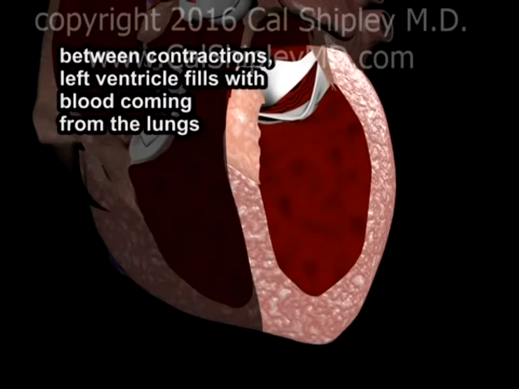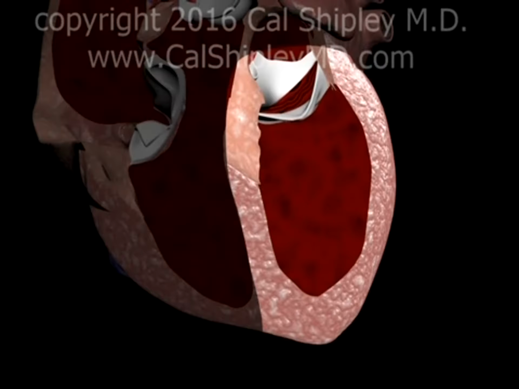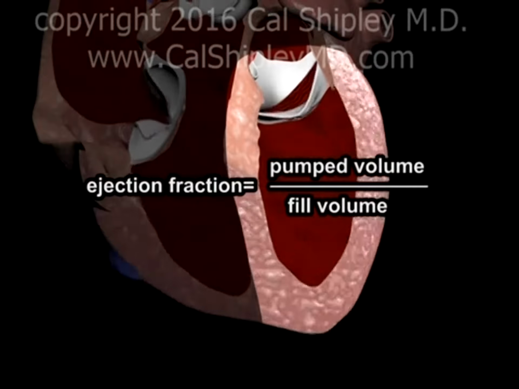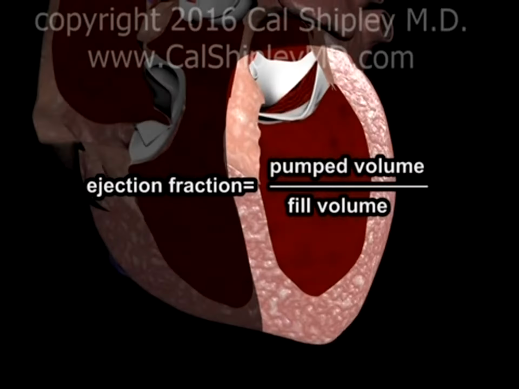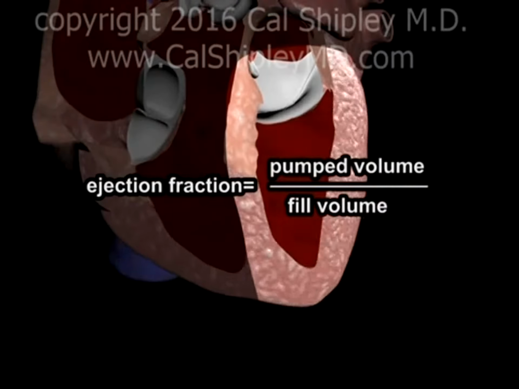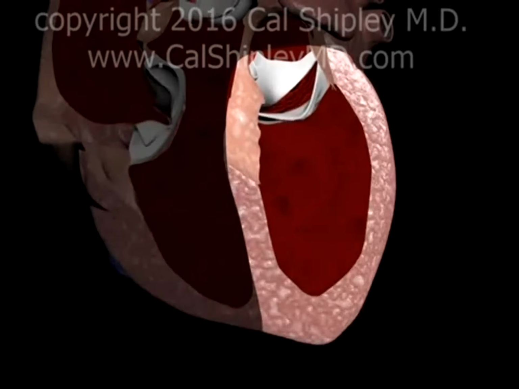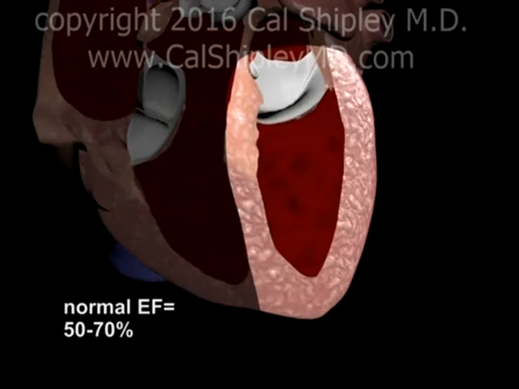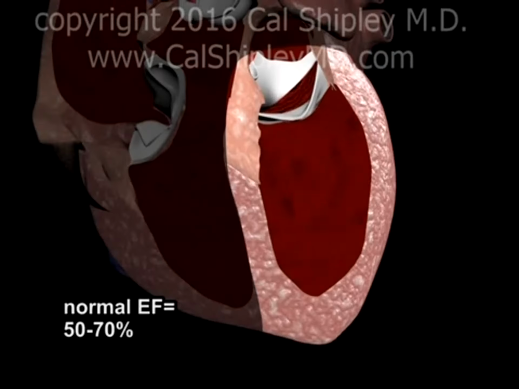At rest between contractions, the left ventricle fills with blood coming from the lungs. With contraction, only a portion of the total blood in the left ventricle is pumped into the aorta. The ratio of the blood volume pumped into the aorta to the volume of blood present in the left ventricle after filling is the ejection fraction. This ratio is generally expressed as a percentage. A normal ejection fraction for an adult human being is between 50 and 70%.